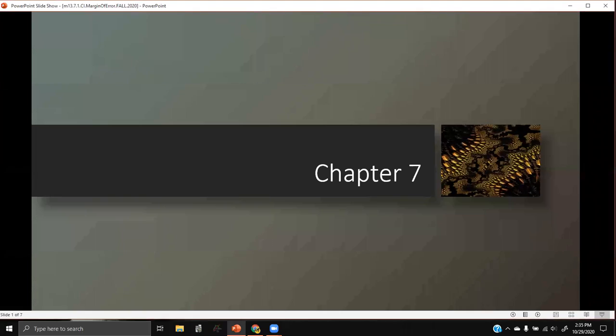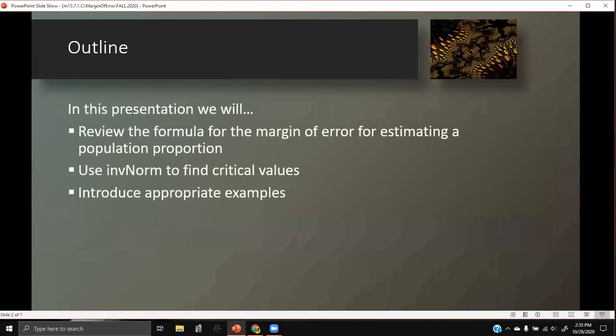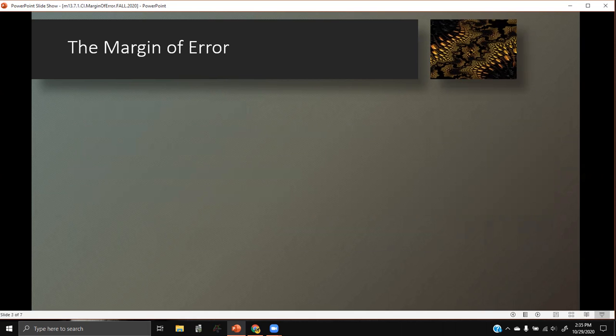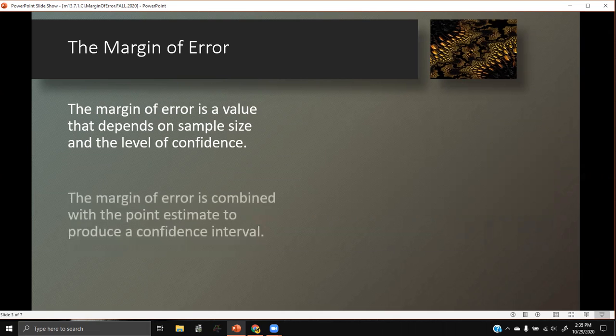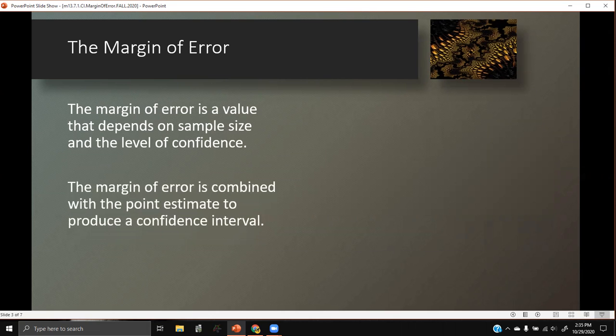All right, chapter 7. Here it is, finding the margin of error. So we're going to review the formula for the margin of error for estimating a population proportion. We'll use the inverse norm tool to find critical values, and we'll introduce appropriate examples as we go through this process. So our margin of error depends on the sample size and the level of confidence. And we combine that margin of error with the point estimate to produce the confidence interval.